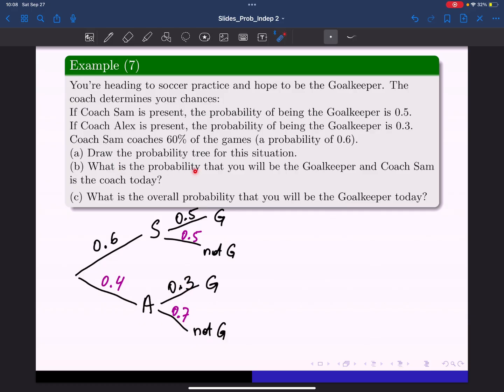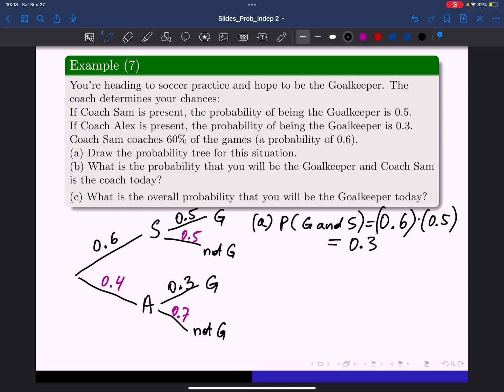Now, what is the probability that you will be goalkeeper and coach Sam is coaching today? So goalkeeper is here and coach Sam is here. So we multiply the probabilities on the branches. For part A, the probability that you are goalkeeper and coach Sam is coaching, we multiply 0.6 times 0.5, and that gives me 0.30.